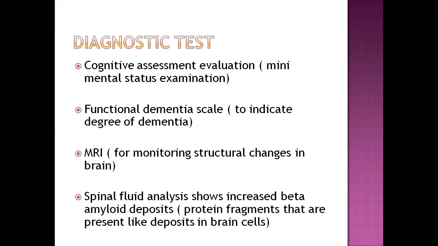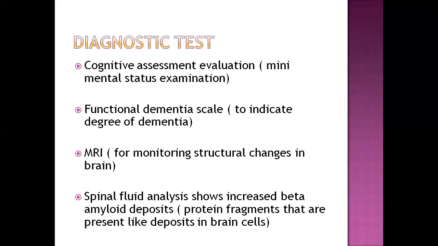Next is diagnostic tests. There is cognitive assessment evaluation, functional dementia scale, MRI, and spinal fluid analysis. All these diagnostic tests, one way or the other, help to determine either the structure or the function of the brain. By performing MRI, we can know the change in structure of the brain. By that, we can find out whether degeneration is occurring in the brain cells.